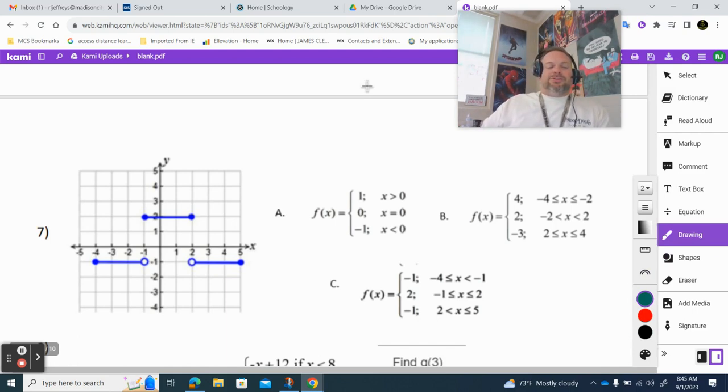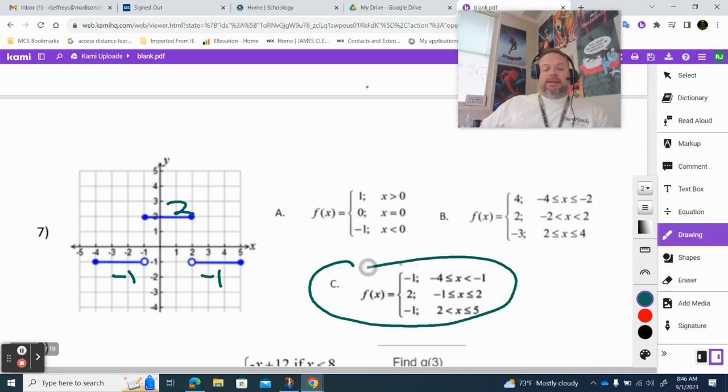Shh. So on this step function, our y values are -1, -1, and 2. Which one of these 3 choices has -1, 2, and -1? Exactly. C.